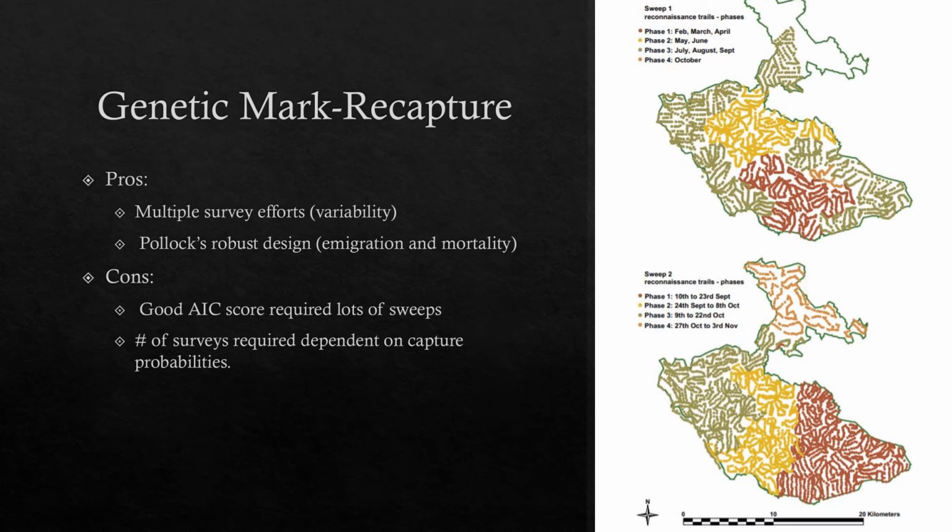Another strength of this method is the fact that it can be modified into a Pollock's robust design in case you're interested in quantifying rates of mortality or immigration among social groups. Some disadvantages of this method are that, based off the paper I read, it took roughly 4 survey sweeps to get good AIC scores, and also the number of surveys needed to get good AIC scores was highly dependent on the parameterization of capture probabilities in each of those closed mark recapture models. So the figure on the right here is a visualization of how multiple sweeps are conducted over time.